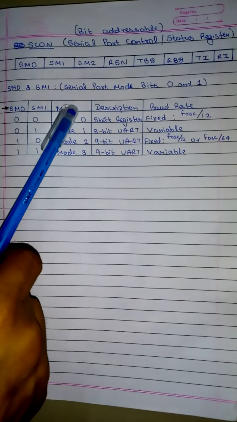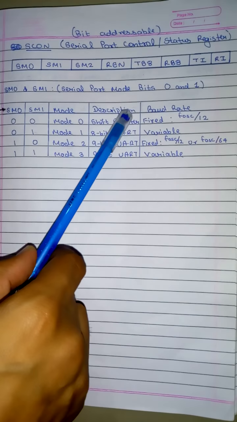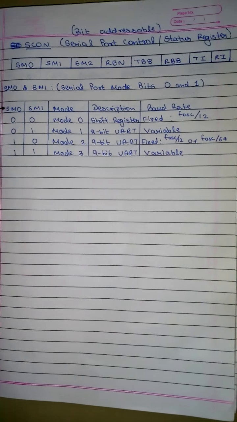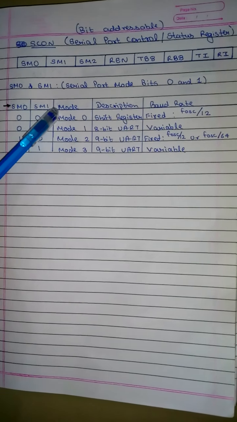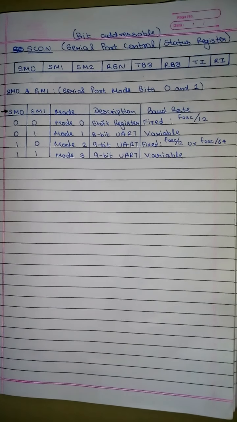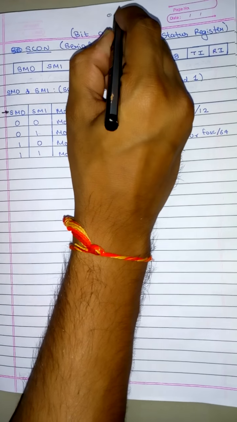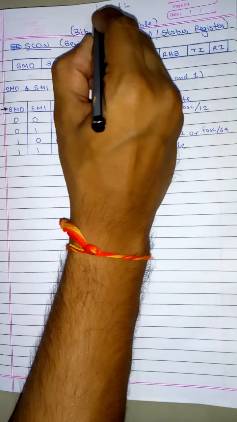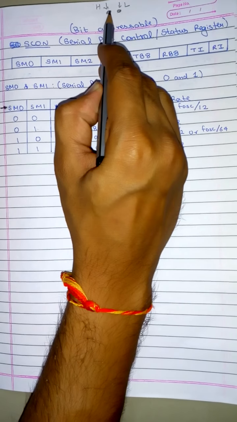SM0 and SM1 are serial port mode bits 0 and 1. So if we draw the table, the first thing to notice is that the lower bit is written first and then the higher bit. This is not the case in most of the binary calculations that we do, or the binary table that we make. We first write the higher bit, then the lower bit. In TMOD also, if you remember, the lower bit was written here and then the higher bit, but in SCON it is the other way around.